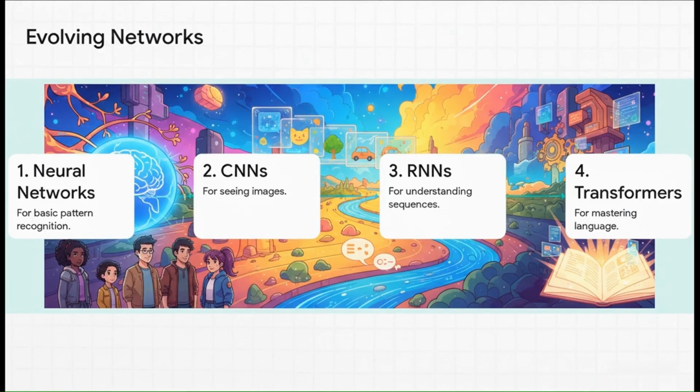They started out pretty basic, just for simple patterns. Then we got CNNs, which are built to see images by recognizing little features like edges and corners. After that came RNNs, which have a sort of memory, so they can understand sequences, like the order of words in a sentence. And that evolution brings us to the latest game changer, transformers. These things are masters at understanding context, because they can look at all the words in a sentence at once to figure out what's important.